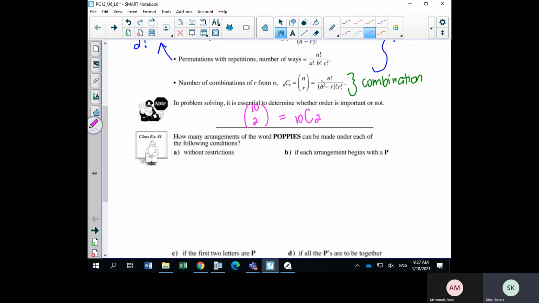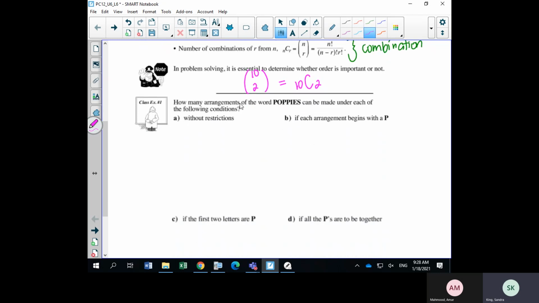Okay, what we're going to do for class example 1 is really going to show when you can do these types of questions. Now, this would be new though, because there are repetitions, and I'm going to introduce restrictions as well. I'm going to show you 2 different ways to solve each one, how I would do it, and then how your book does it, and you can choose whichever you're more comfortable with. How many arrangements of the word poppies can be made under each of the following conditions? Whenever we have the word arrangements, we're dealing with a permutation. Whenever we're arranging letters in a word, it's going to be a permutation problem.